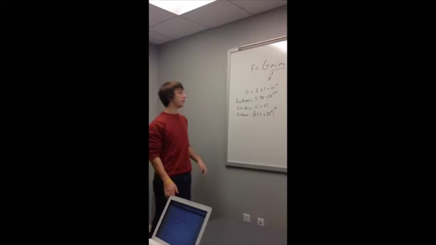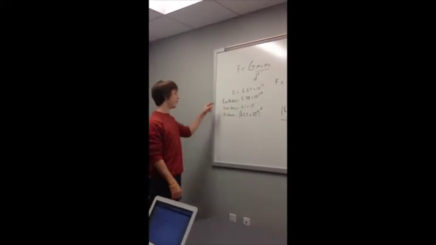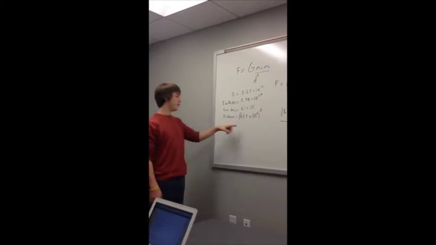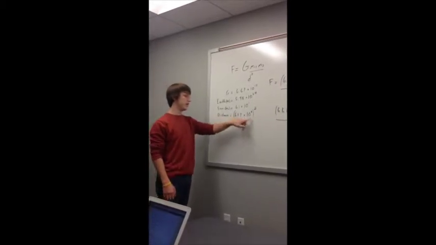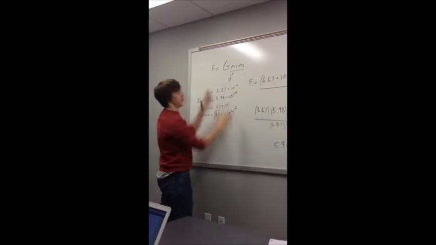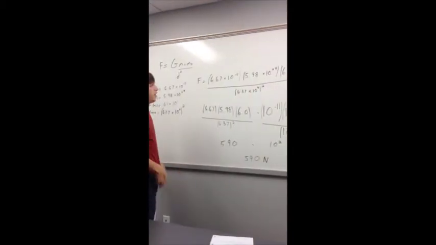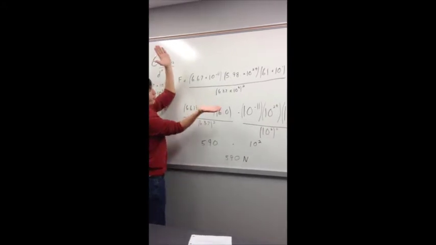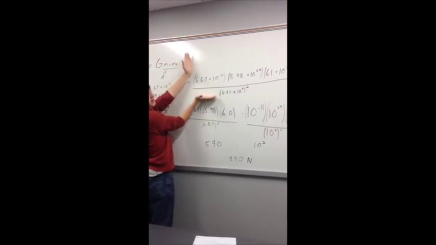Okay, so let's say we wanted to find the force between the Earth and the Sun, and the distance between them was 637 times 10 to the 6th. What we do is you just take the gravitational force formula here, and we just plug all the numbers in. So then you get this giant equation, as you can see right here.